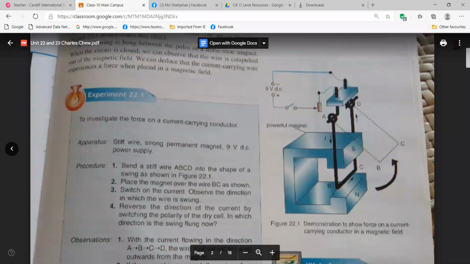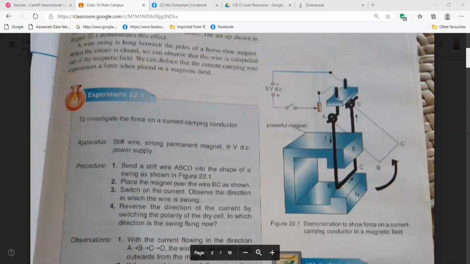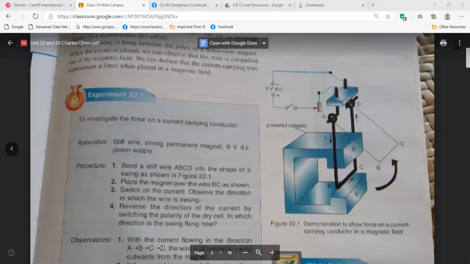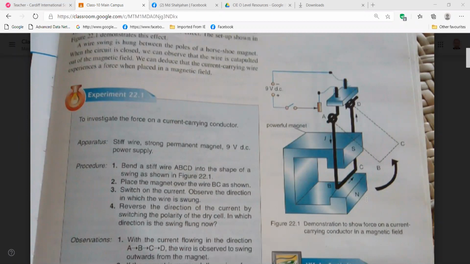Here we are having the magnetic field. What is the direction of magnetic field here? Can anyone tell me?